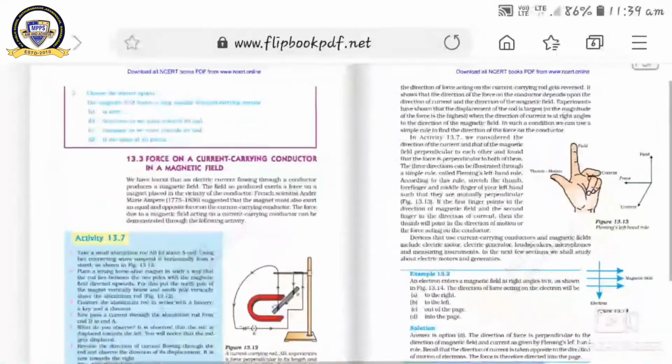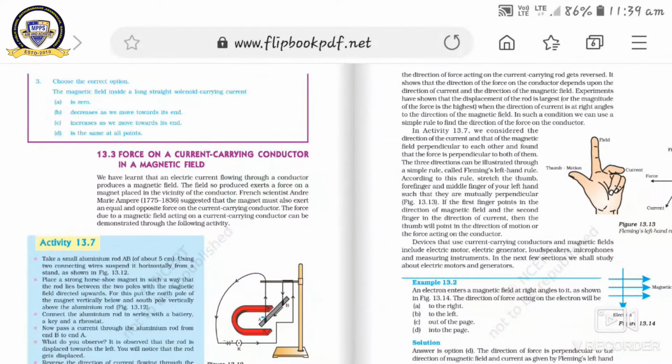Sorry, here one more question is given. Choose the correct option. The magnetic field inside a long straight solenoid carrying current is uniform. Here there are four options given: is 0, decreases as you move towards its end, increases as you move towards its end, is the same at all points. So here option D is correct. The magnetic field inside a long straight solenoid carrying current is the same at all points.